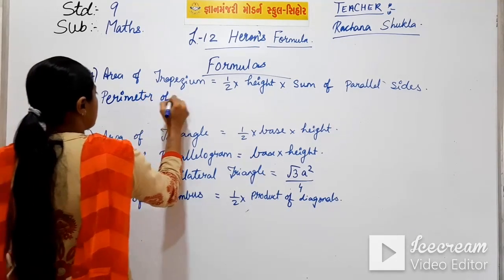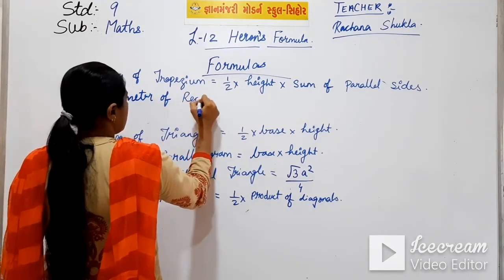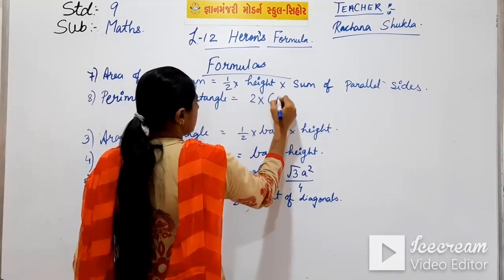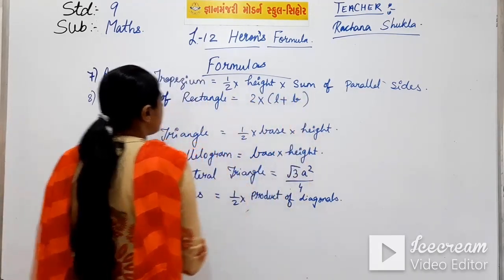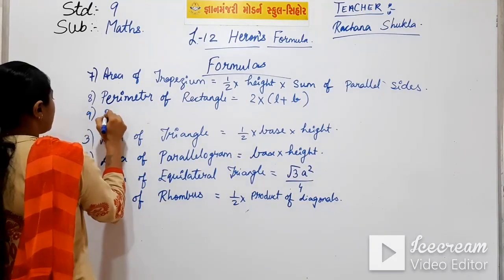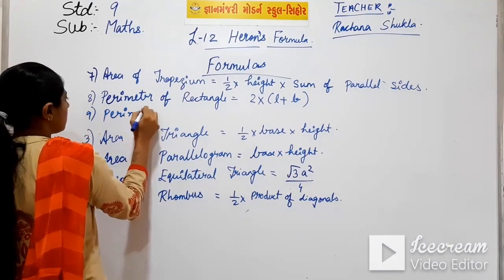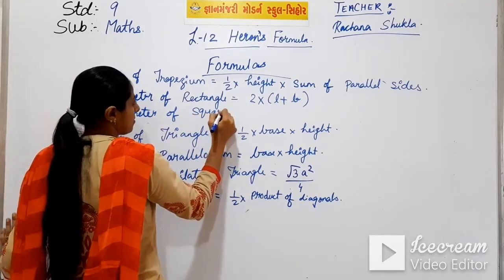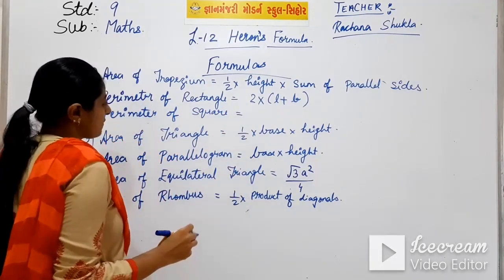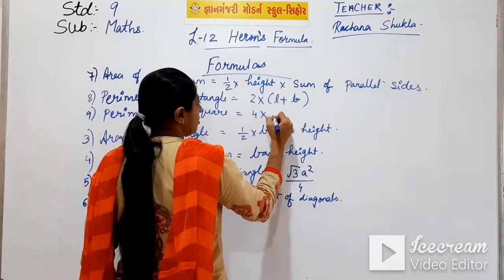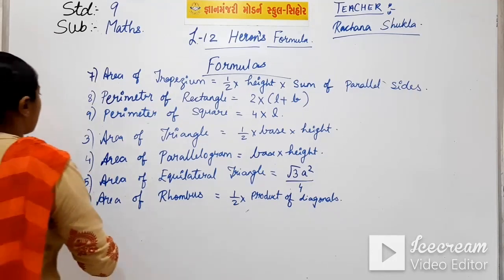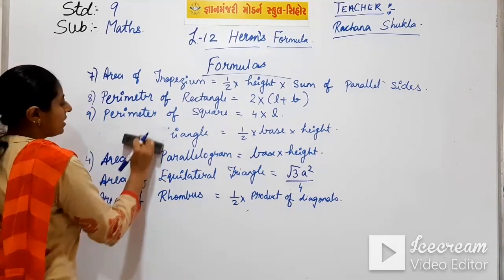Perimeter of rectangle, that is 2 into L plus B. Perimeter of square. Perimeter of square is 4 into L or 4 into S, that is side or the length, the same thing.